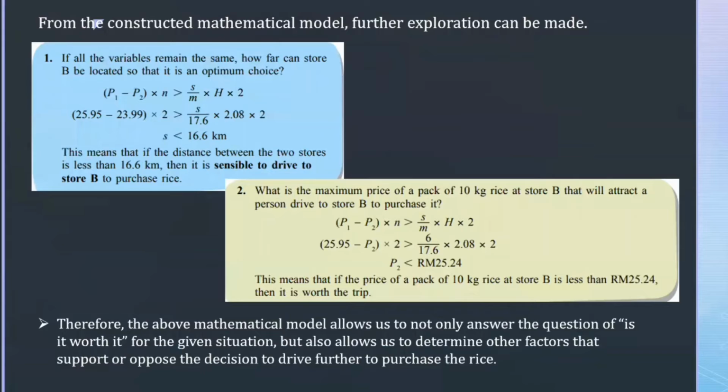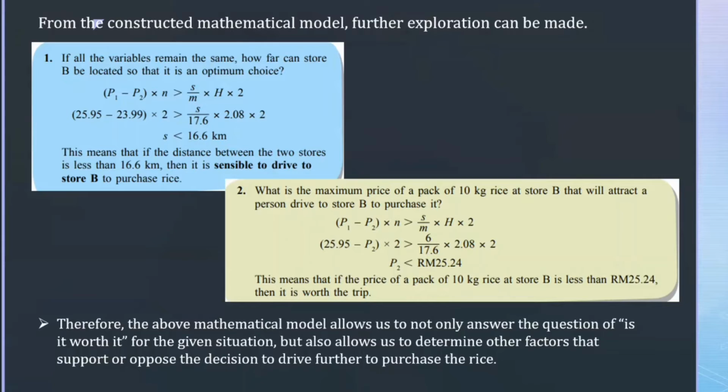From the constructed mathematical model, further exploration can be made. If all the variables remain the same, how far can store B be located so that it is an optimum choice? We can find that S is smaller than 16.6 km. This means that if the distance between the two stores is less than 16.6 km, then it is sensible to drive to store B to purchase rice.